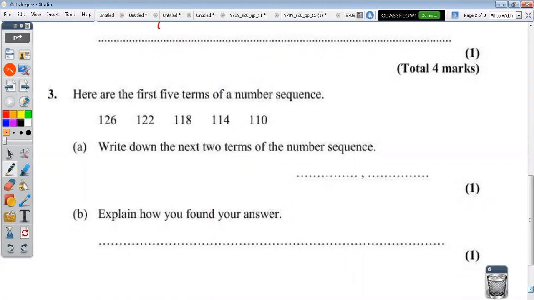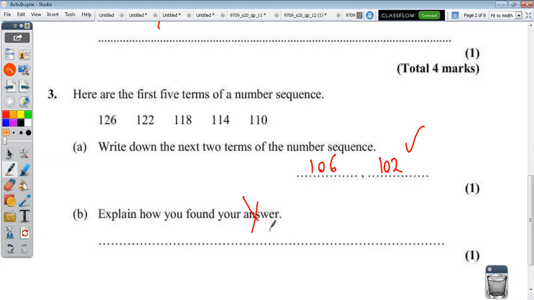2 terms. Natalie? Yes? 106 and 102. 102, correct. Now the formula, ignore this one for now. It's easy. Can someone give me the correct formula?